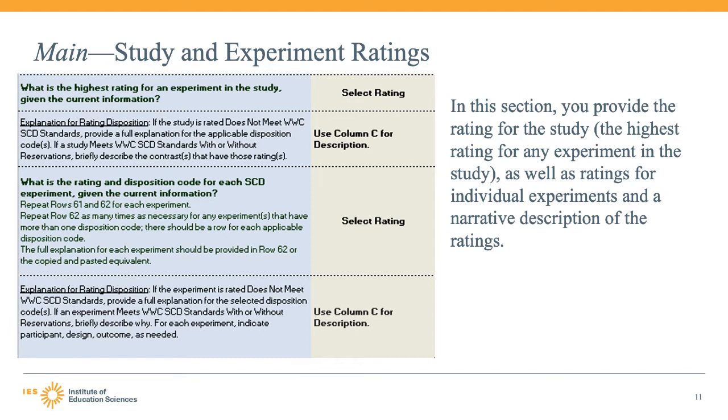Select the highest rating for any experiment in the study, which will be the rating assigned to the study overall. Provide an explanation for that study rating and disposition code. Then, provide a rating for each experiment in the study, and an explanation for the rating and disposition code. Copy and paste these sections as necessary to provide complete information for each experiment in the study.